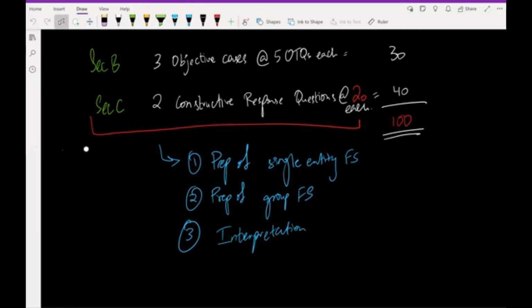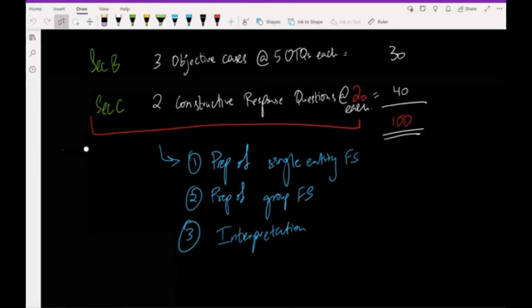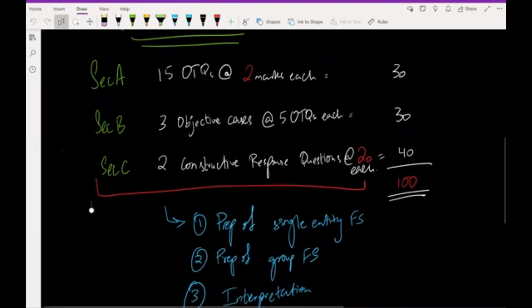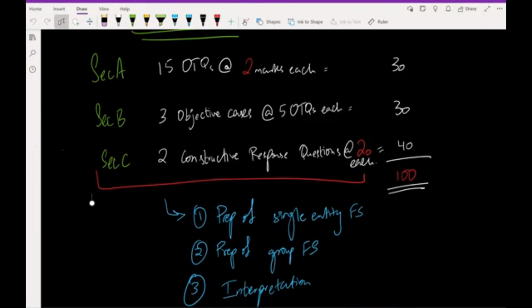In section A and B, you can be tested on anything, including these 3 topics. So there's no specifics for section A and section B, but yes, section C, you have some specifics, 3 topics. You will be tested amongst these 3 topics only. But obviously, within preparation of single entity FS, you have your cash flows, you have your SOCI, you have your SOFP, right? So there's a lot to study. Okay. So, we need to be very systematic about it.